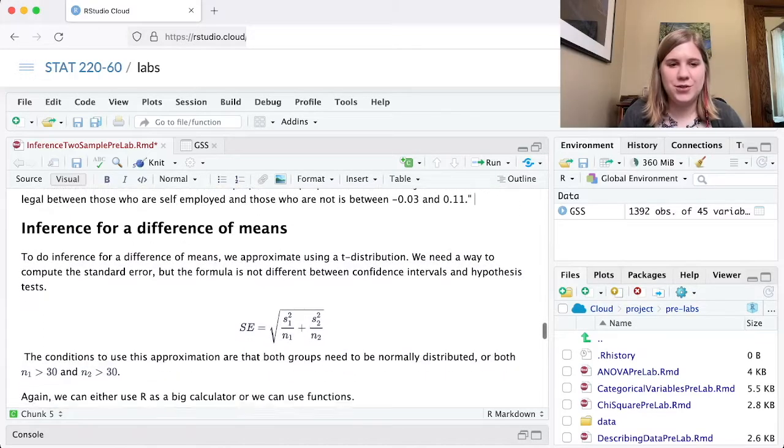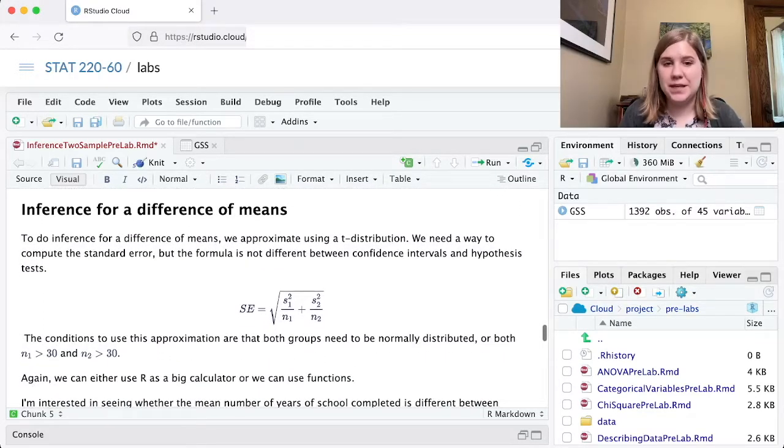Okay, we can also do inference for a difference of means. When we're doing this, that means we have one categorical variable, which is going to give us the groups, and one quantitative variable, which we're going to use to compute the means. And just like inference for a single mean, when we do a difference of means, we're approximating using the t-distribution.